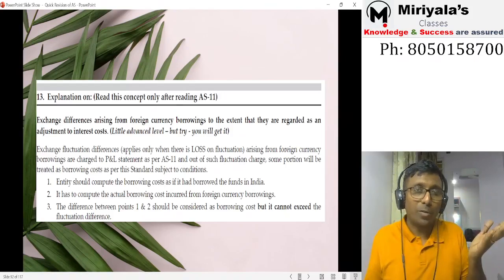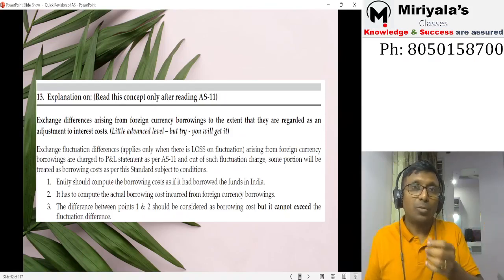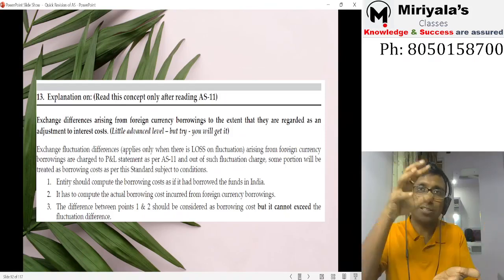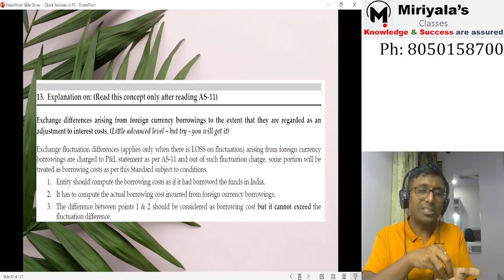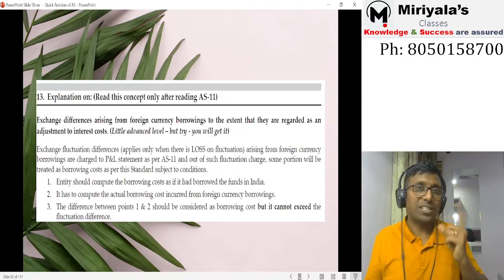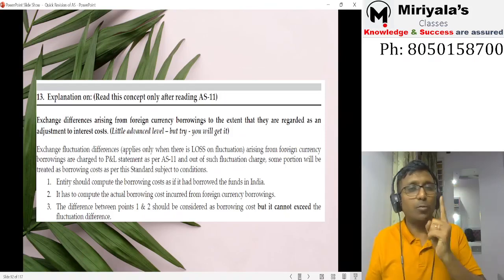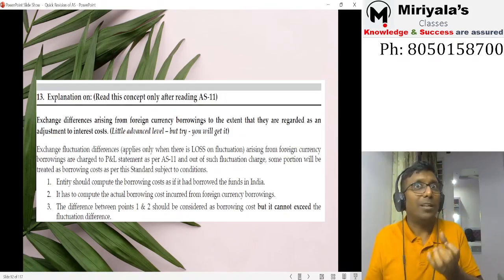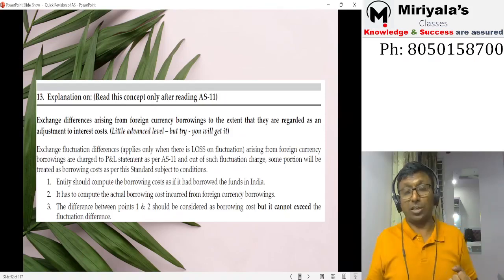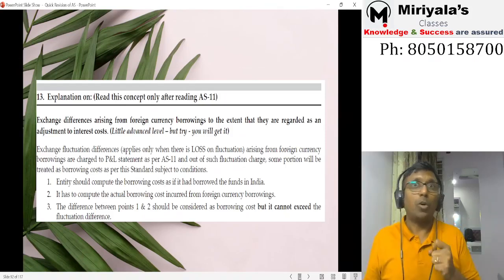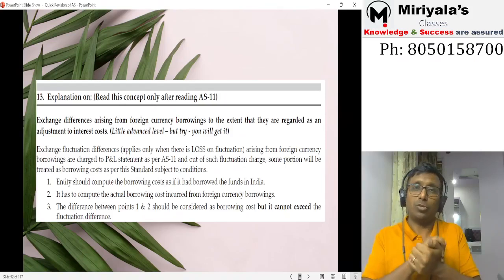But because you borrowed from outside India, what has happened? Suppose the dollar value, euro value, Singapore dollar, whichever it is, has gone up. As per Accounting Standard 11, the loan is what? A monetary item. Is it supposed to be restated? Yes, it is supposed to be restated on every balance sheet date. Then if you restate it, will you get a loss? Yes, sir. How much loss did you get? Sir, I got 50,000 rupees loss.